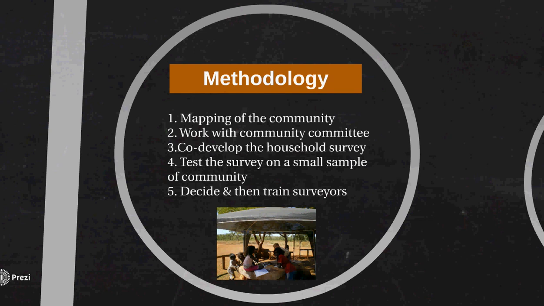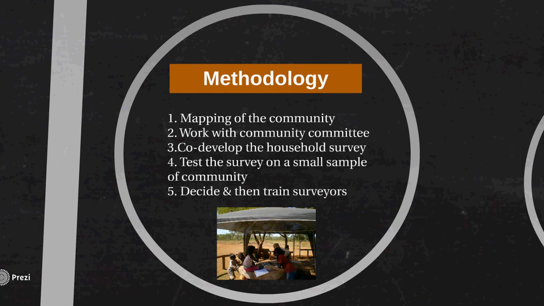Step 2. Acknowledging that the inclusion of community members is a key factor in improving project performance is why we will be working with a community committee. To ensure gender inclusiveness, the committee will require a percentage of members to be women. Step 3. The community committee will co-develop a household survey with the project facilitators.